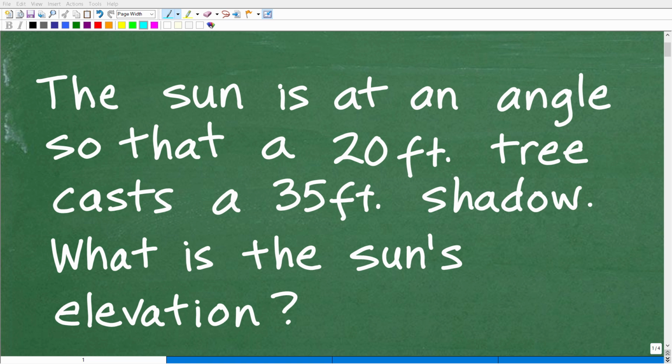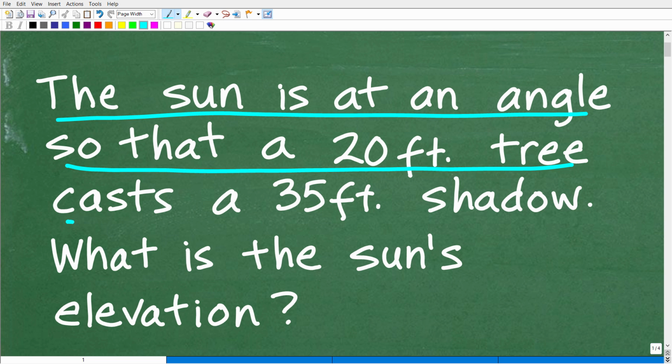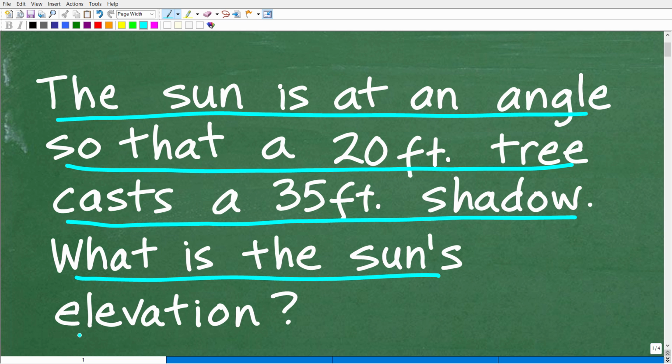Okay, so let's see if you have the math skills to solve this interesting little math word problem. Matter of fact, let me go and read you the problem. It is the following. The sun is at an angle so that a 20-foot tree casts a 35-foot shadow. What is the sun's elevation? Okay, so that is the problem.